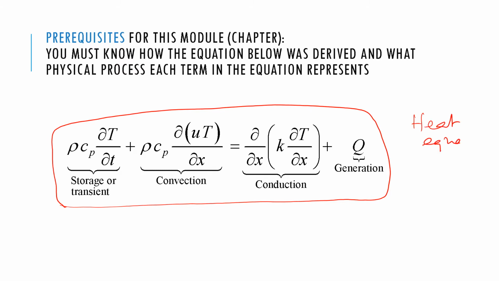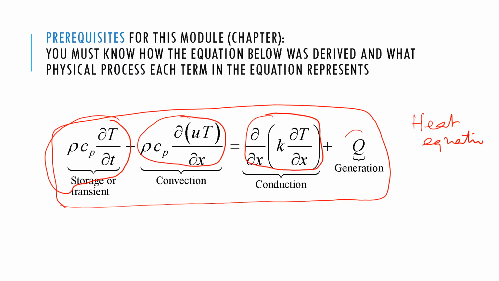and not only that, you must have known how this equation was derived and what each term of this equation means in physical terms. So not just math, but in physical terms, what do these terms stand for? For example, the first one is about storage or transient, the second one is about convection, the third one is about conduction, and the fourth one is about generation.